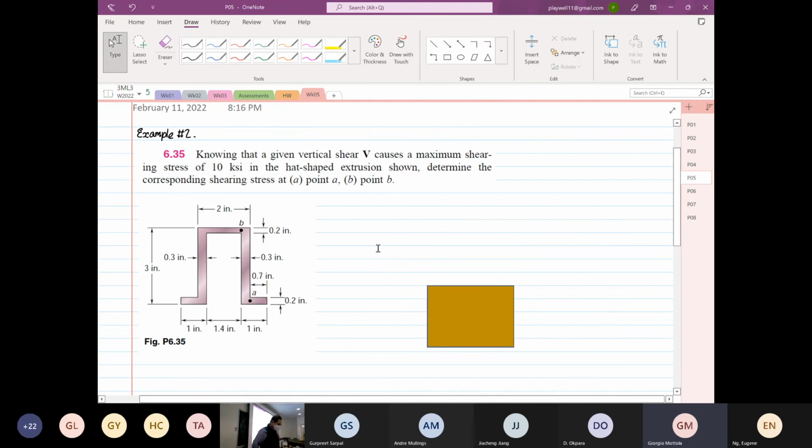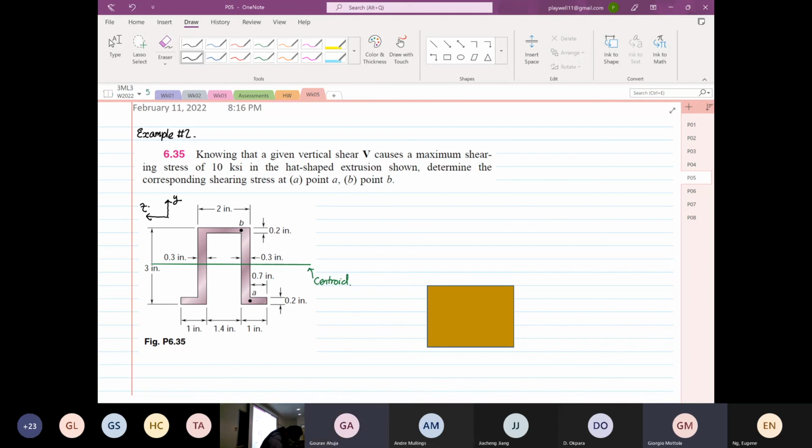So we have an H extrusion. Based on geometry, the centroid is exactly at the center, 1.5. So this is the centroid. That is the centroid. So now I will construct our transformation. So this is your Y, and this is your Z.